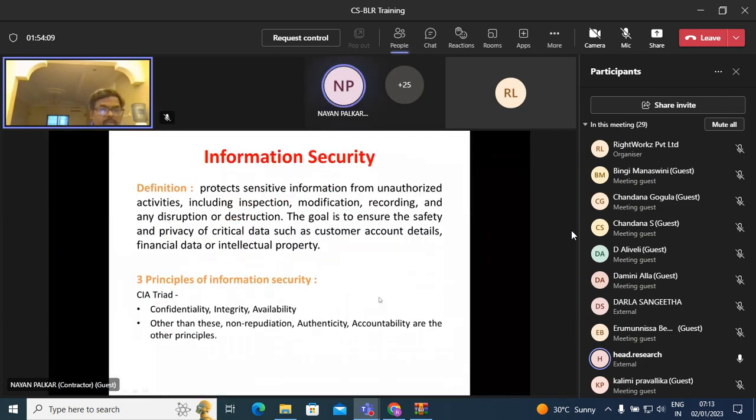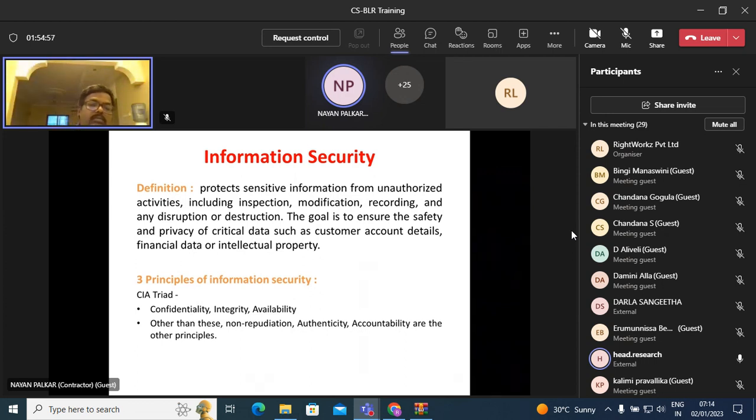The last topic is information security and its concepts. The definition of information security is that it protects sensitive information from unauthorized activities, including inspection, modification, recording, and any disruption or destruction. The goal is to ensure the safety and privacy of critical data, such as customer account details, financial data, or intellectual property. The three principles of information security are the CIA triad, that is confidentiality, integrity, and availability, on which information security works.